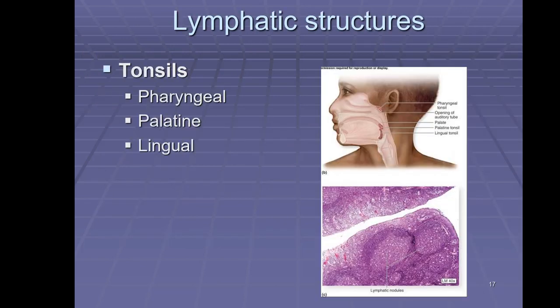Our next lymphatic structure, tonsils. There's 3 pairs: pharyngeal, found here, back of the top of the throat, palatine, so back of the oral cavity, and then lingual under the tongue. And again, this is a microscope slide of tonsils, and this is pretty much what they look like. And again, they're just lymphatic tissue to help fight off anything that could be harmful going into your mouth or nasal cavity.